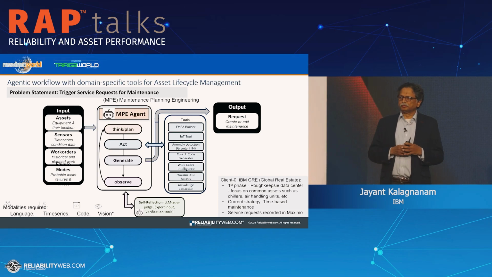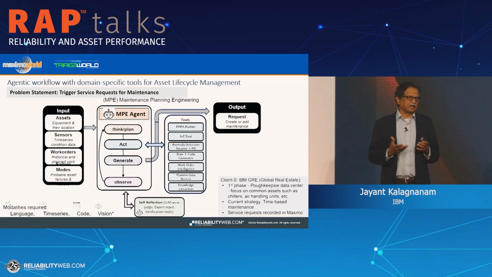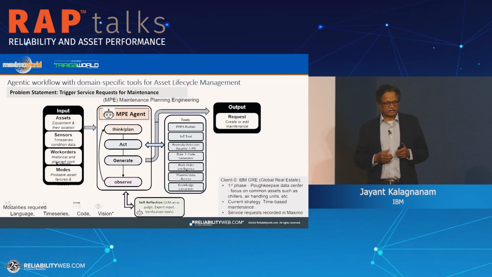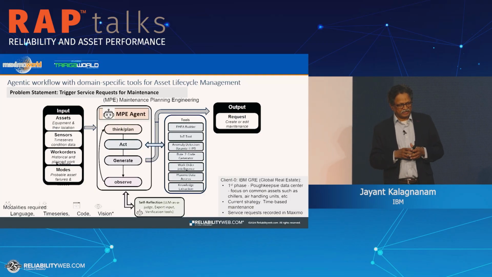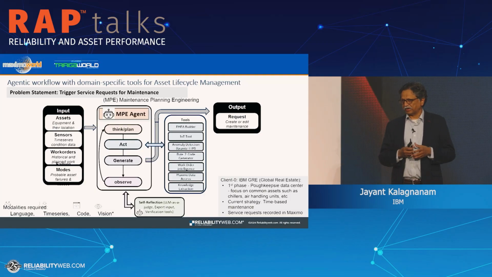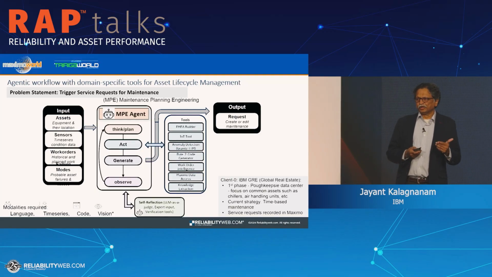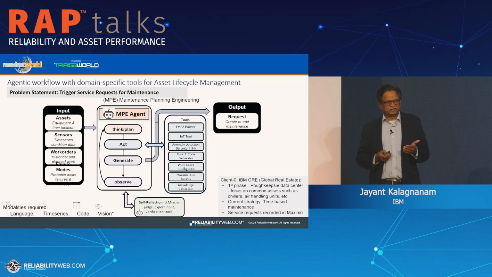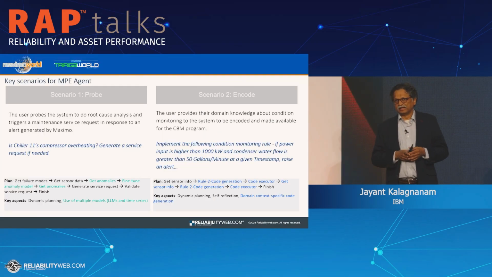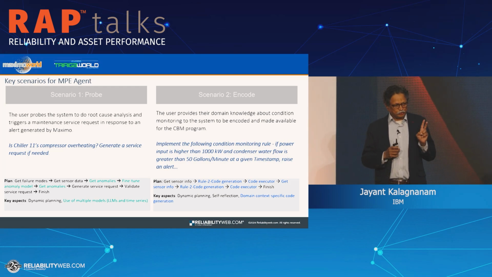Okay, so we've started to do this in the context of a class of assets like chillers and air handling units, working with our global real estate within IBM. This is the Poughkeepsie data center. And what I want to show you is a demo of what we've started to already pilot in that setting, to give you a sense of the kind of automation it brings and the way these Gen AI models can really enable the next level of automation. So I'll show you two scenarios.